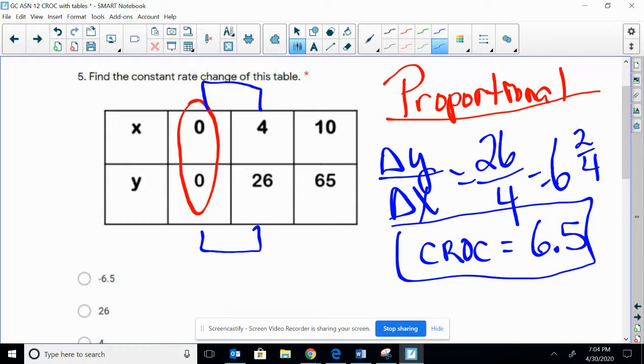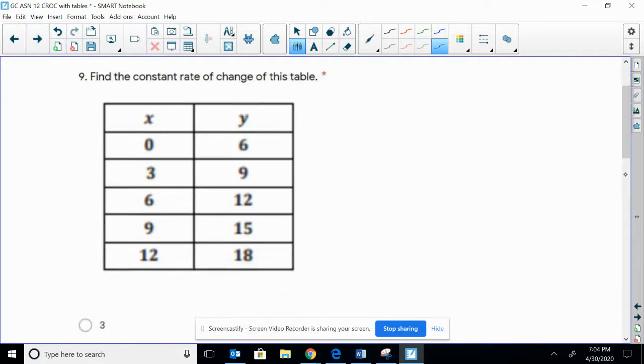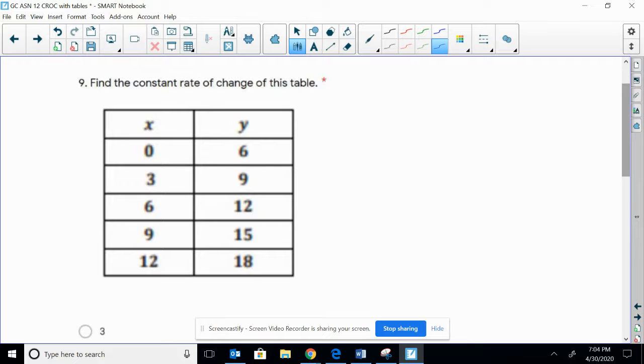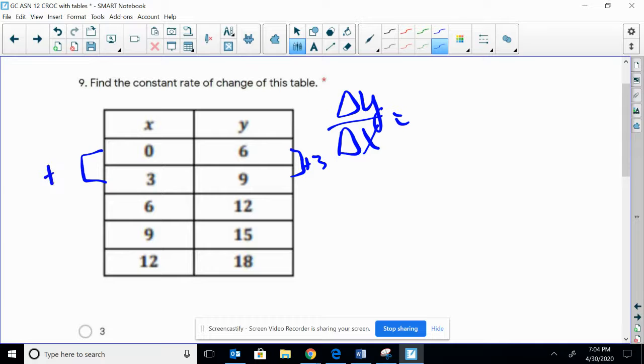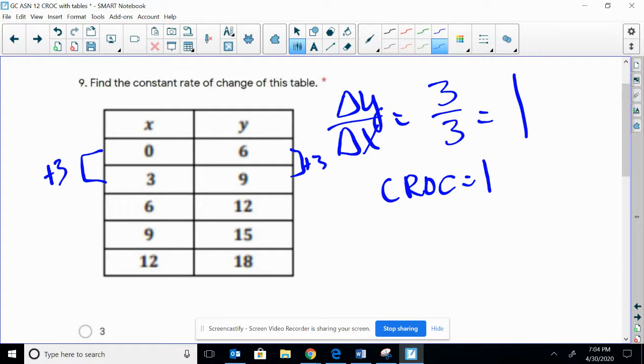Okay, let's jump down to 9. We have 9 now. Find the constant rate of change in this table. So change in y over change in x. Y is increasing by 3 every time. From 6 to 9 is plus 3. From 0 to 3 is plus 3. So I have 3 over 3. That simplifies to 1. So my constant rate of change equals 1.